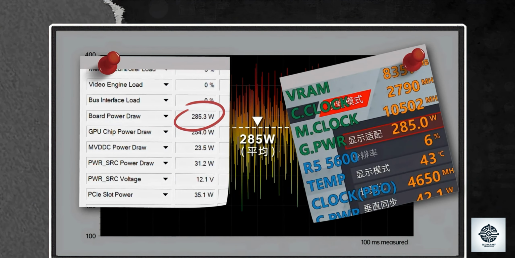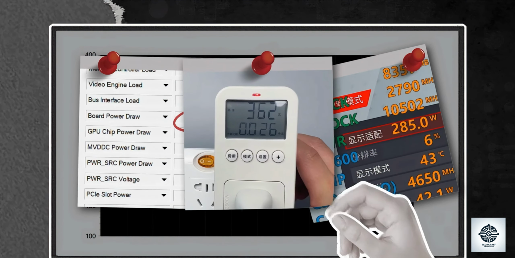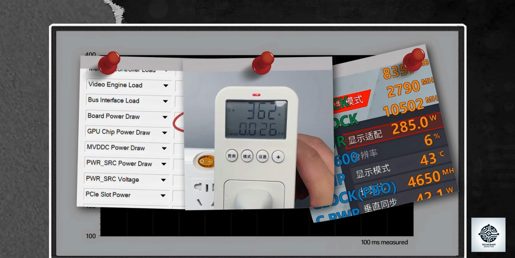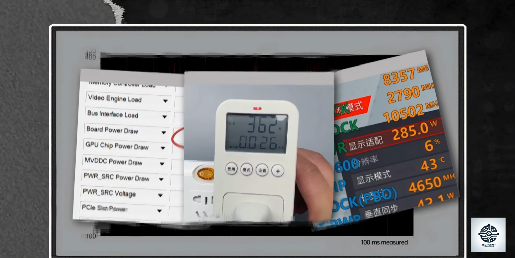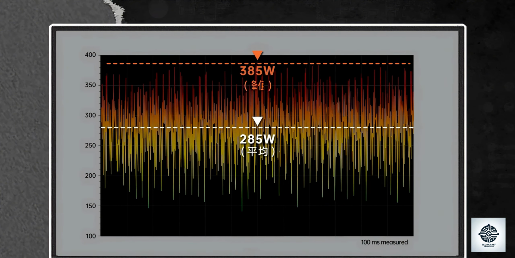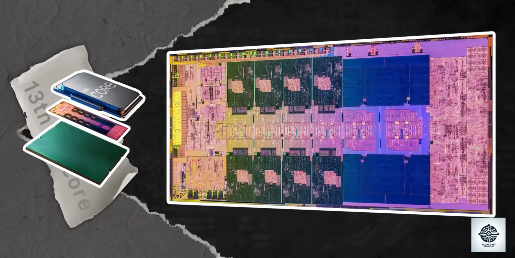In software like GPU-Z or Afterburner, this value is also shown as 285 watts. Even when using multiple power measurement devices, the outlets may show that the entire system consumes only around 300 watts. However, the actual power consumption of the graphics card can reach up to 380 watts. The CPU operates in a similar manner.